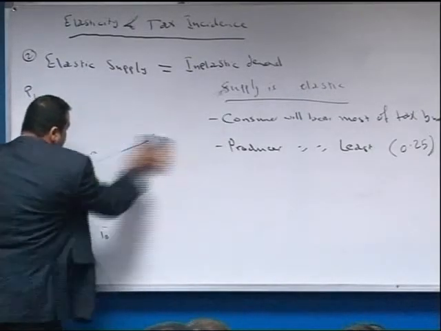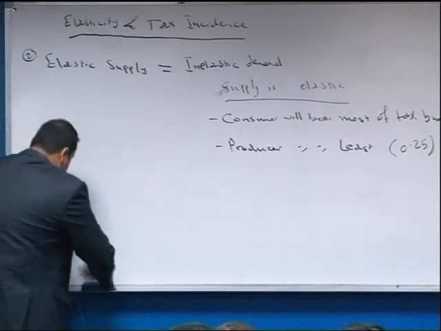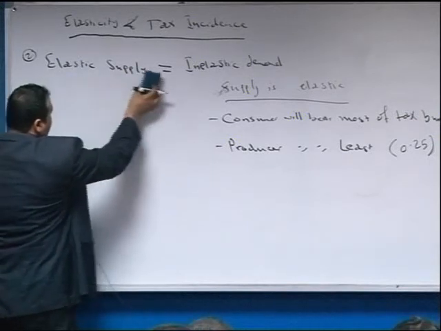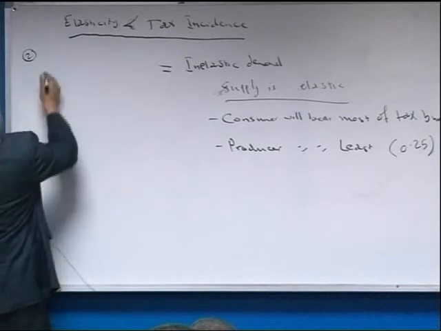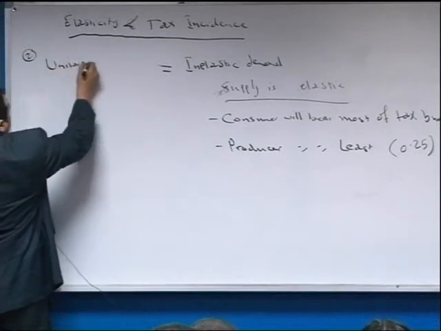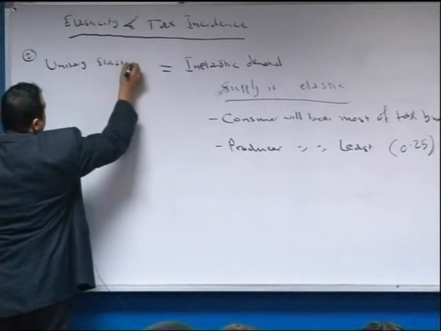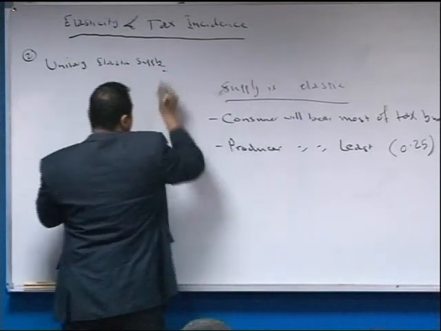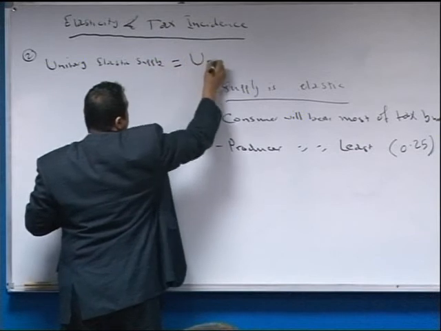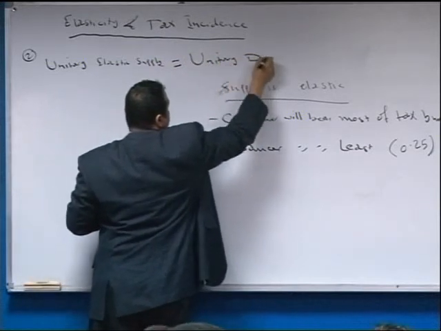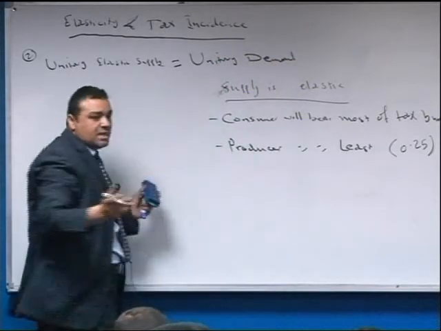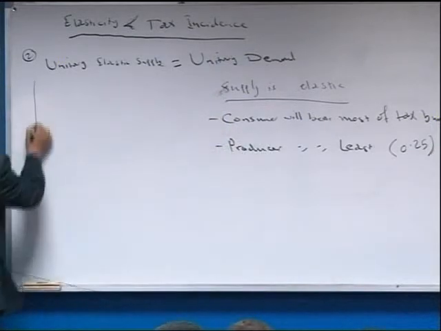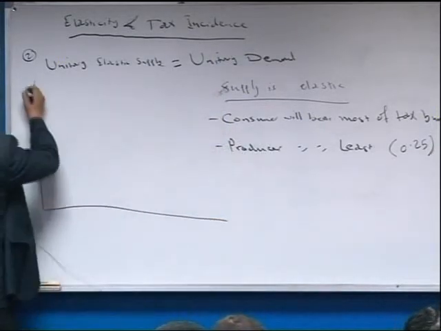The third case is when supply is unitary elastic. Unitary elastic supply equals unitary demand. This means that the consumer will bear half and the producer will bear half, or 50-50.